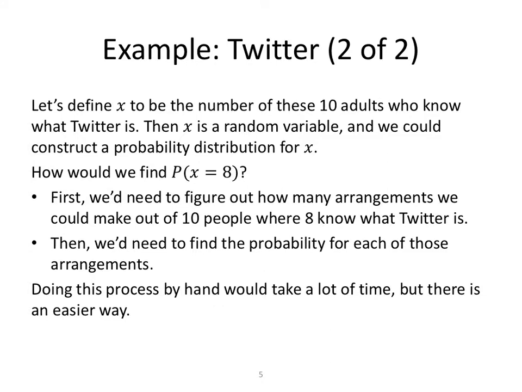So let's define X to be the number of these 10 adults who know what Twitter is. Then X is going to be a random variable, and we can construct a probability distribution for X. So how would we find that the probability X equals 8? First, we need to find out how many arrangements we could make out of 10 people where 8 know what Twitter is. And then we need to find the probability for each of those arrangements. Doing a process by hand like this would take a lot of time, but there is an easier way, and that's what we're going to be looking at.